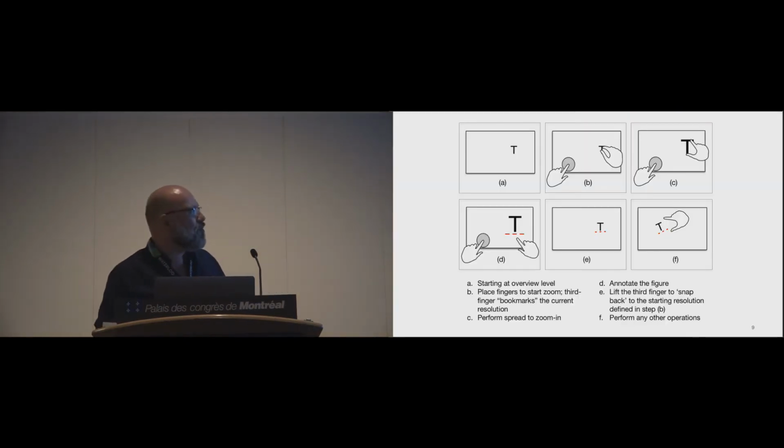Okay, this is a little bit of a more formal description of it. This is in the paper as well. Just to quickly run through it, you're starting with figure A. Figure B, you can see the user putting down their two fingers to start a zoom operation. They put down a third finger as well to flag it as a transient operation. And figure B's view state is what's saved at this point. Figure C and D, they perform a zoom, they underline the text, they do whatever else they want to do. Figure E, when they release their fingers from the screen, again, we snap back to that starting resolution. And then from that point on, they can do any other operations they want.